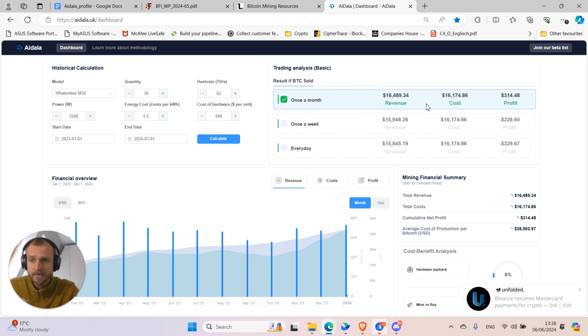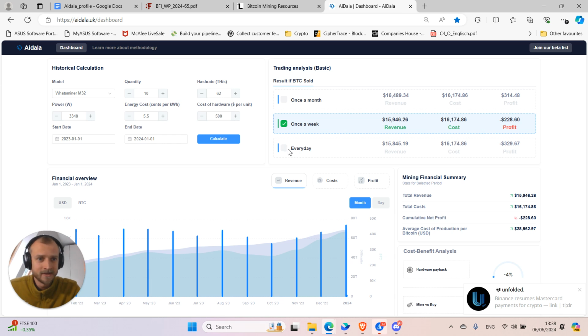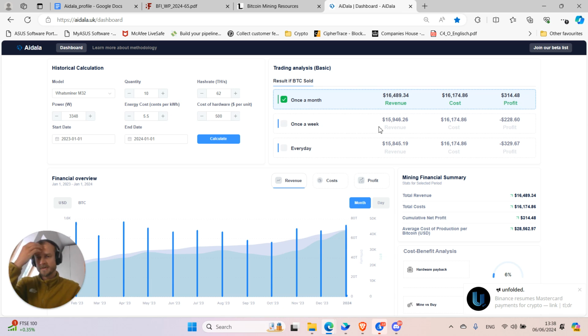And based on different strategies, you have different profits. And this is a very interesting case, by the way. So this model M32 is only profitable in case you would have been selling your Bitcoins at the end of the month. All other strategies are in negative zone. So yeah, it's an interesting thing to consider when you're calculating your mining.